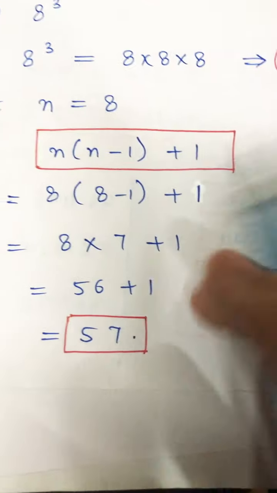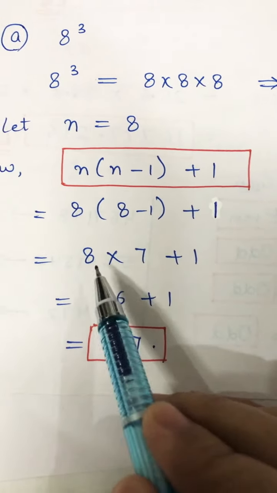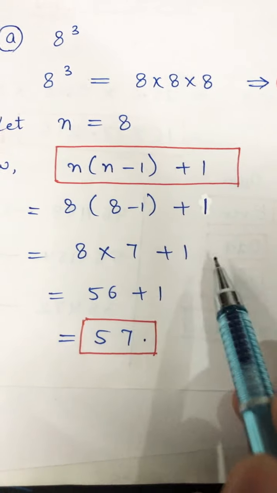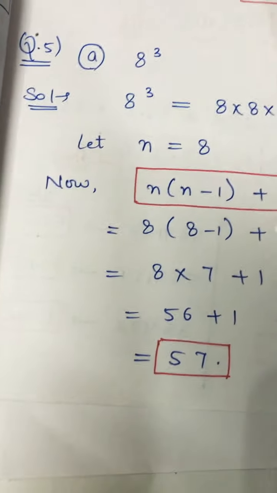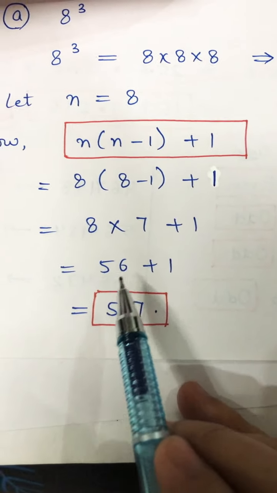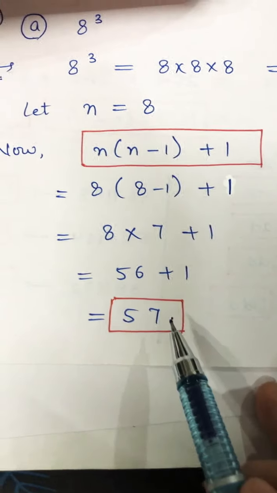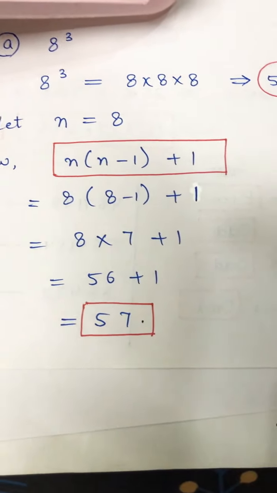Now 8 in the bracket: 8 minus 1 plus 1. 8 multiplied by (8 minus 1), 7, plus 1. According to the BODMAS rule, we first have to multiply the terms. 8 multiplied by 7 is equal to 56, plus 1 is equal to 57. Up to here you have done the first step.